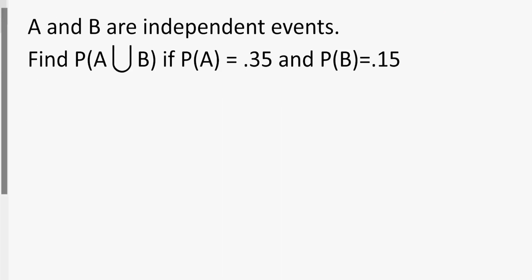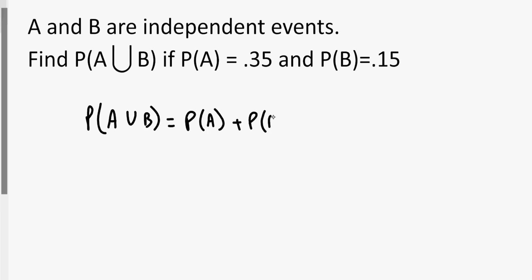So let's look at another example. Let's say A and B are independent events. Can we find the probability of A or B if the probability of A is 0.35 and the probability of B is 0.15? Now let's think about our formula. The probability of A or B, sorry, I just wrote that wrong, would be the probability of A plus the probability of B minus the overlap.